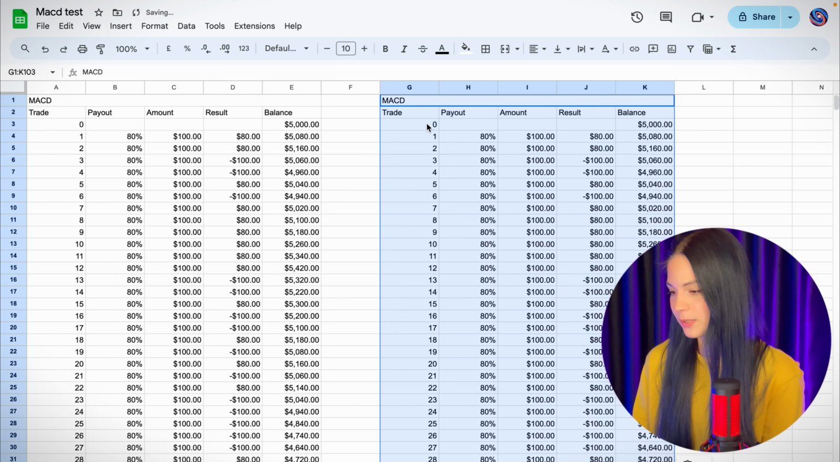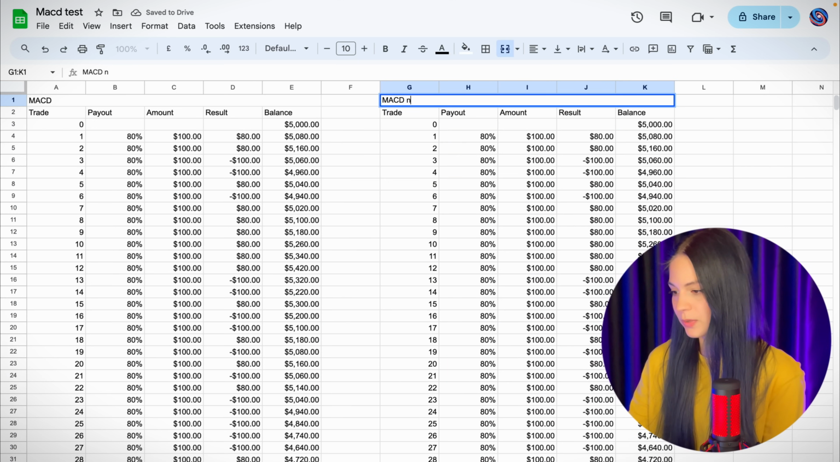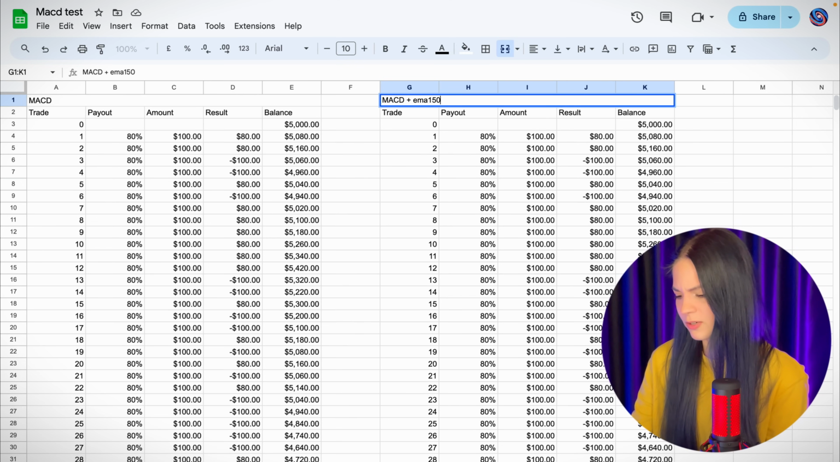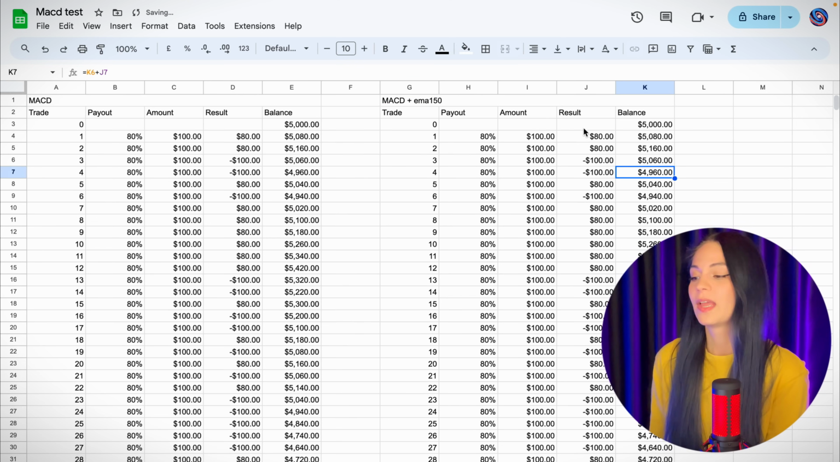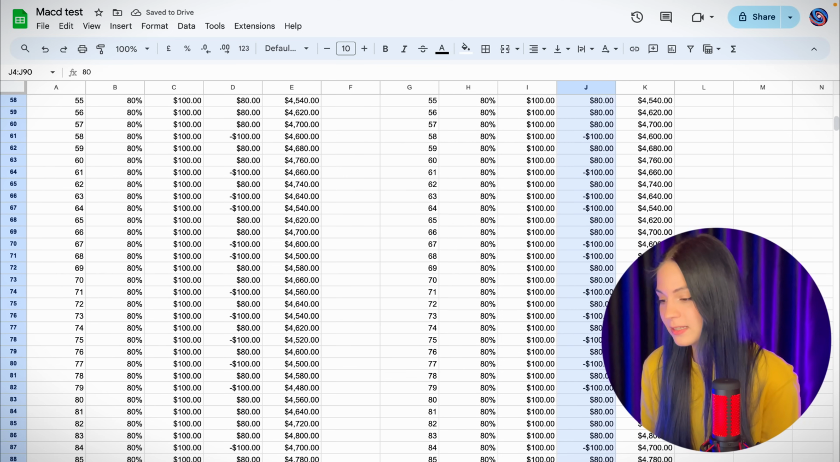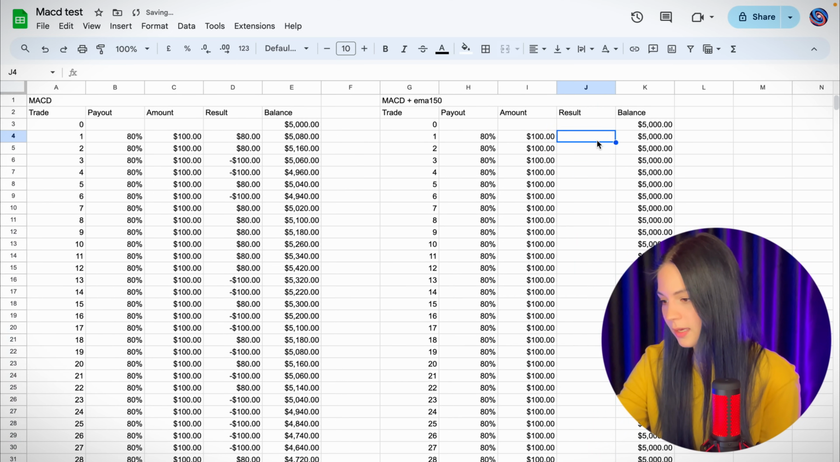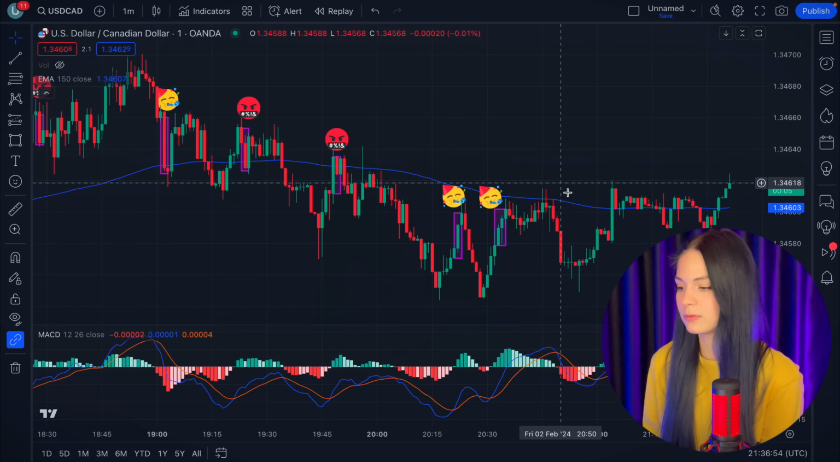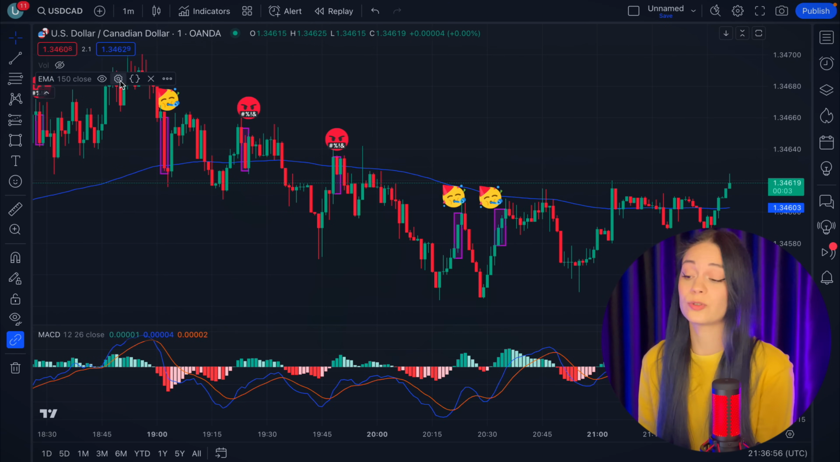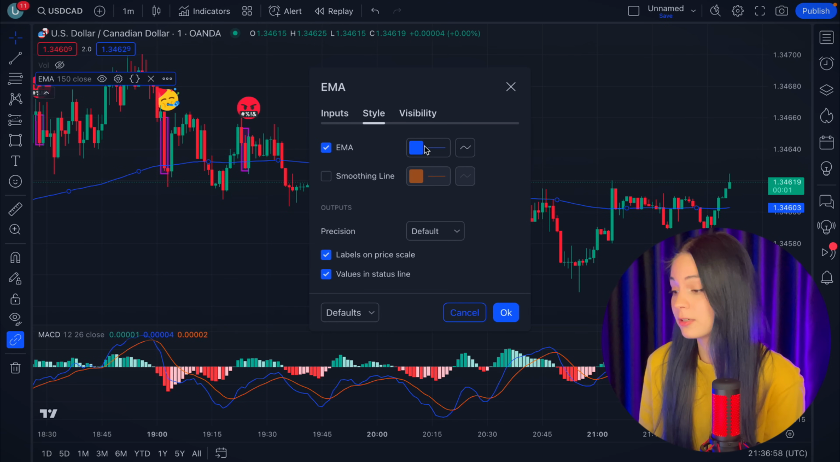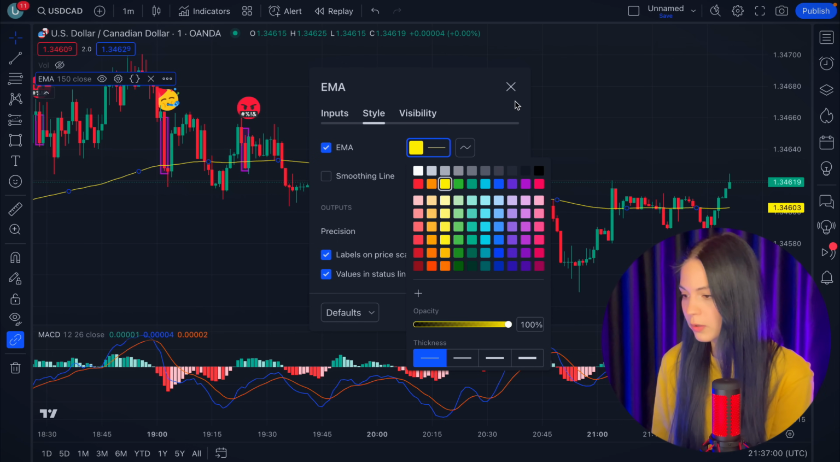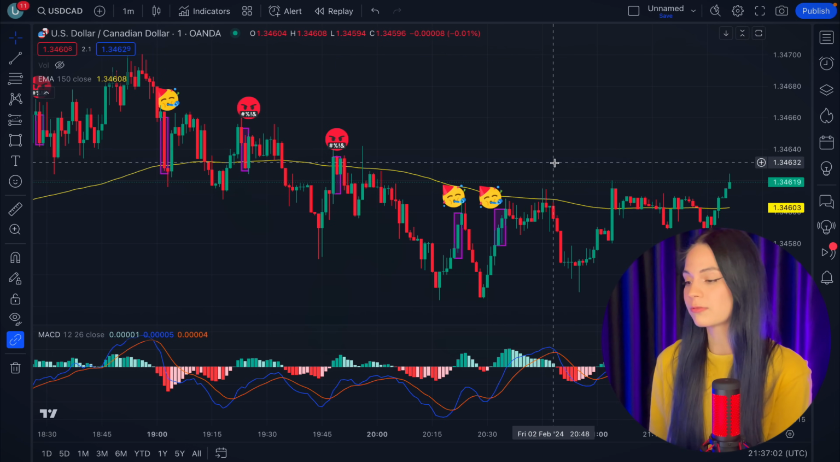So now we are going to copy this table and put it right here, and this one is going to be MACD plus EMA 150. So all right, let's clean the results here, we don't need them, and let's get back to our chart. Of course I have already added the 150 moving average. Let's change the color here, it's going to be yellow.